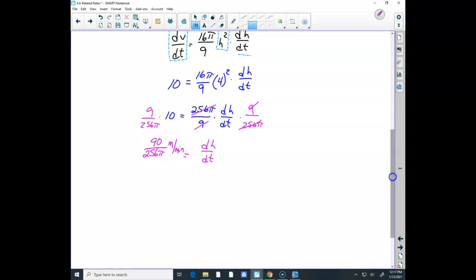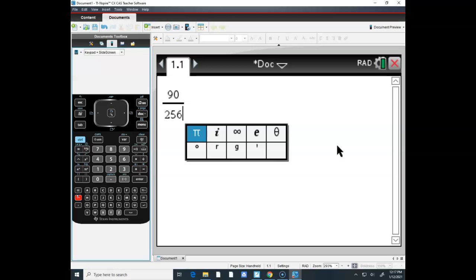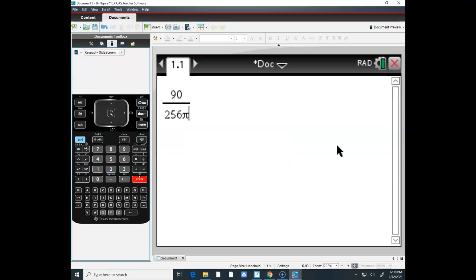Okay, so now what I'm going to do, that's a pretty gross unit of measure. So all I'm going to do is find out what 90 divided by 256 is, and I'm going to convert that into a decimal quick. Now, make sure when you're doing this, guys, I hope you really use your control divide. So it's really 90 over 256 times pi, and that is going to equal 0.11906, okay?